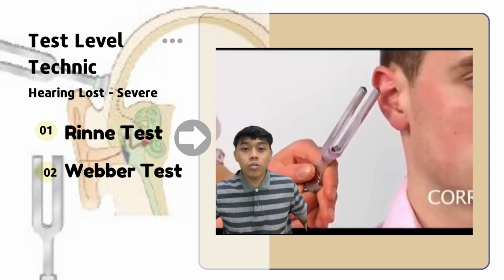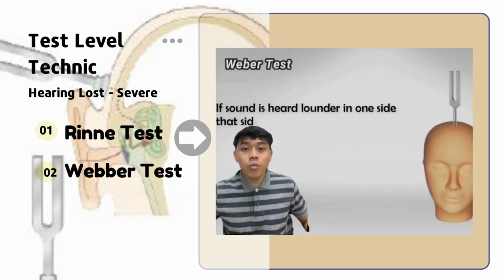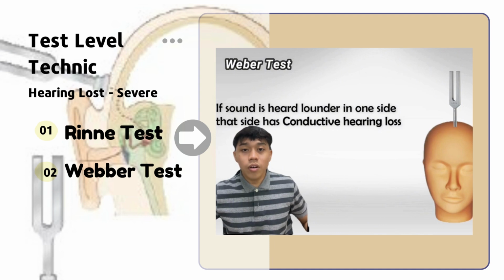So now we go to the Weber test. The Weber test is a screening test for hearing performed with a tuning fork. It can detect unilateral conductive hearing loss and unilateral sensorineural hearing loss. For the materials, we use the same material, which is the tuning fork, but the steps are different.